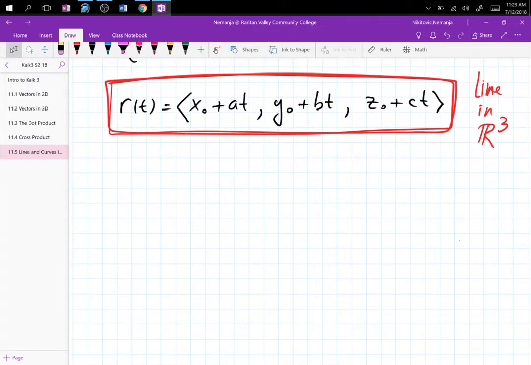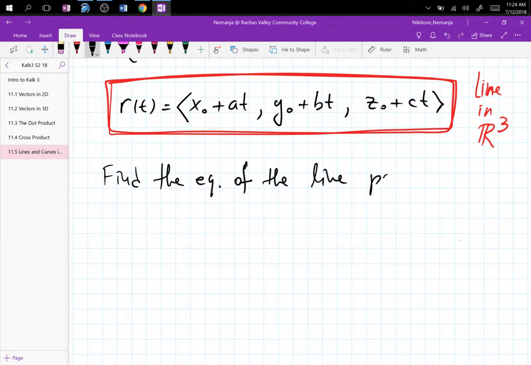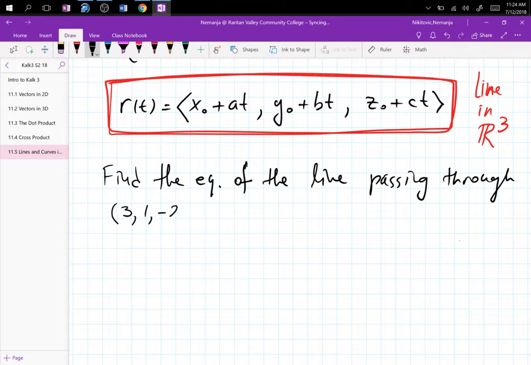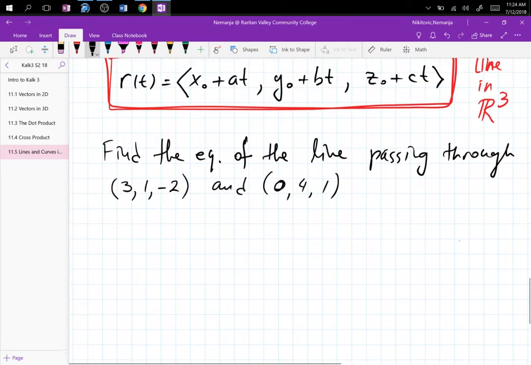So the first exercise for you to enjoy is find the equation of the line passing through, and then we pick whatever 2 points, 3, 1, -2, and 0, 4, and 1. There you go. So find the equation of the line passing through these 2 points. Go. And I'll leave the definition.